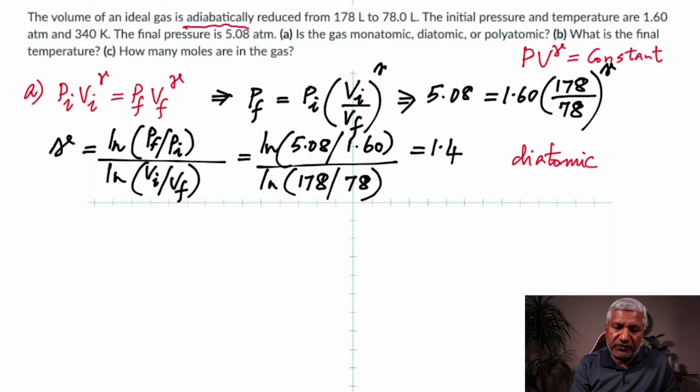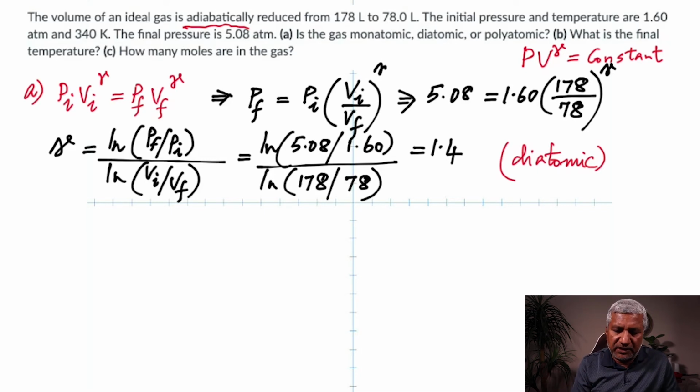What did I say? If it's 1.4, what kind of gas is it? Diatomic. So that's how you know it's diatomic, because it's 1.4. If it is 1.67, it was monoatomic. If it is 1.33, it was triatomic. Did you get it?